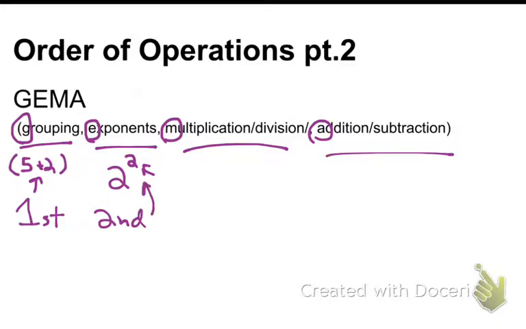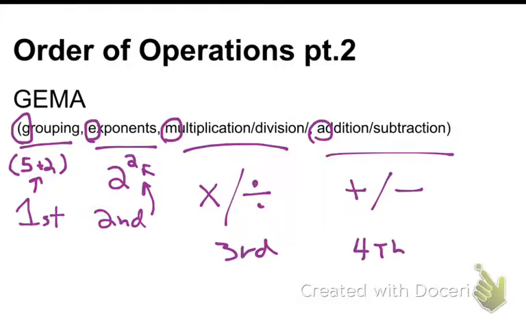Okay? Then you do any multiplication or division. Doesn't matter which comes first. You don't do all the multiplication and then all the division. If there's a multiplication problem that shows up on the left-hand side before the division problem, that's what you do. And then finally, you do addition and subtraction problems. And you do them in that order, so that you do not get confused.